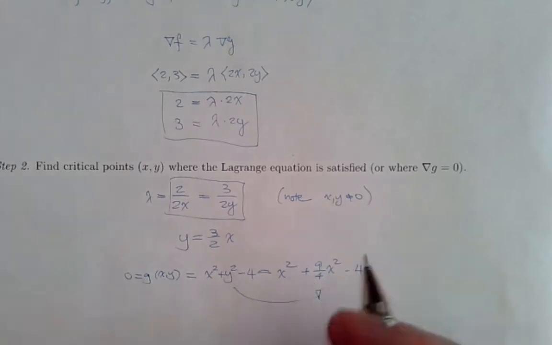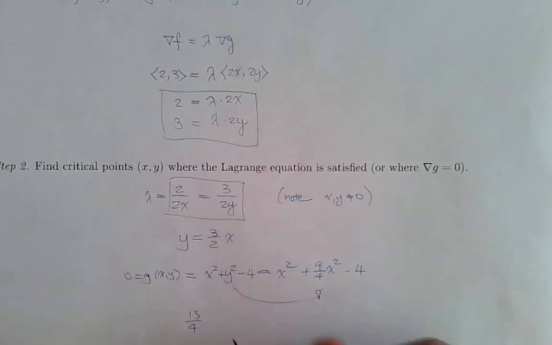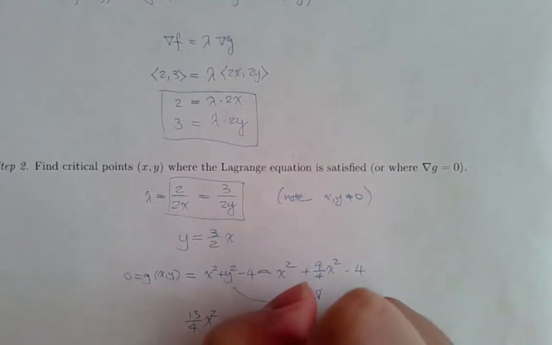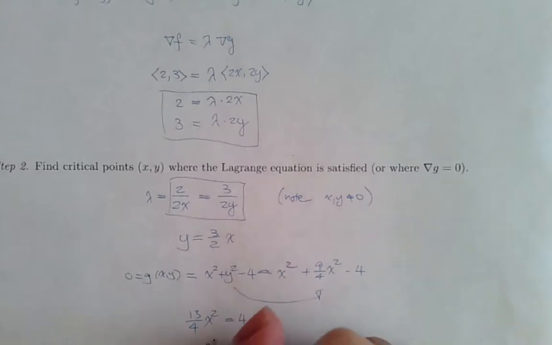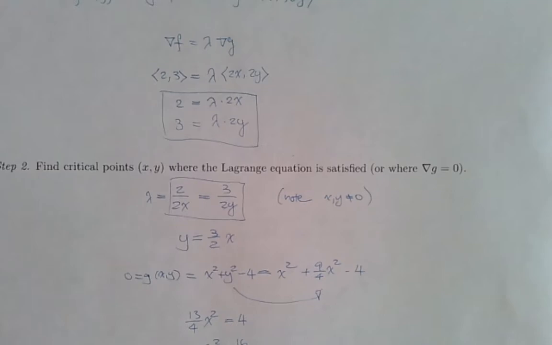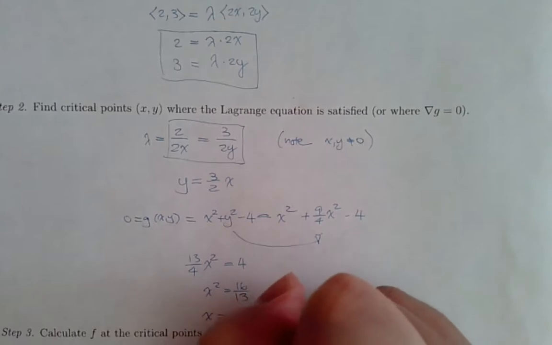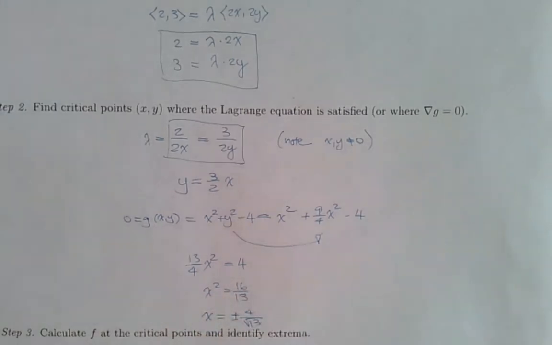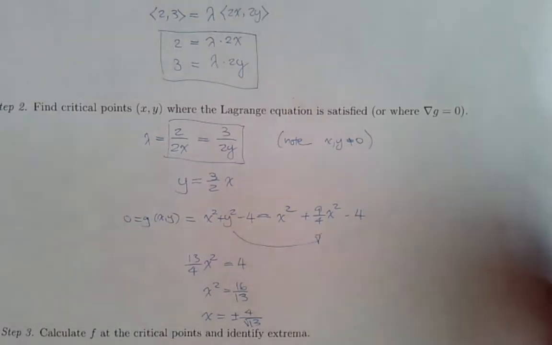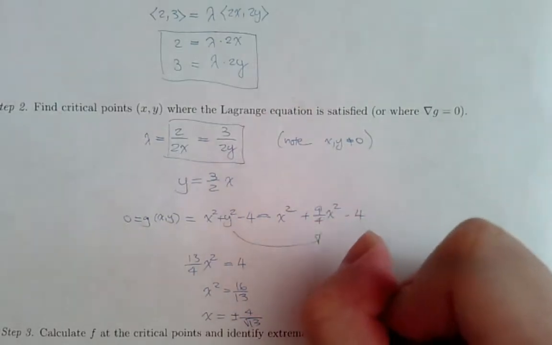Alright, so now we can rearrange and solve. 13/4 x squared is equal to 4. So x squared is equal to 16/13. And so x is equal to plus or minus 4 over square root of 13. It's the same numbers as when we did it the first way, of course. But this way is different, and sometimes the arithmetic will be simpler, and sometimes it will be more complicated. So you want to know both methods, and that's why we teach you both methods.